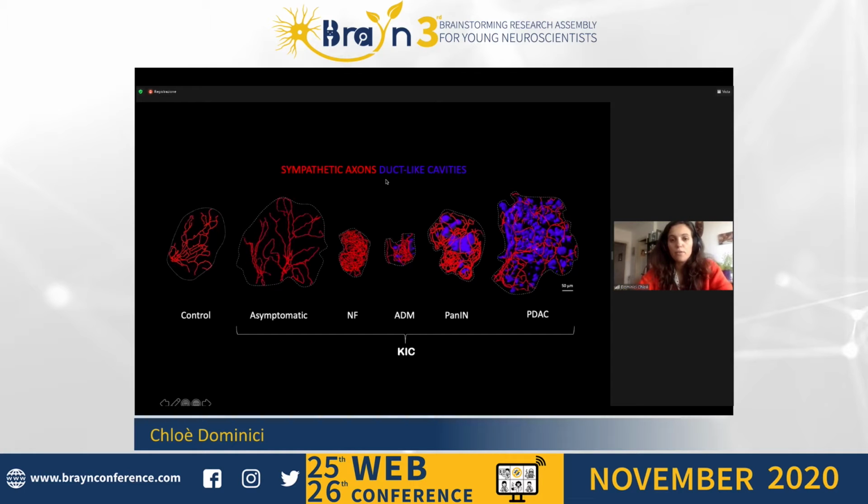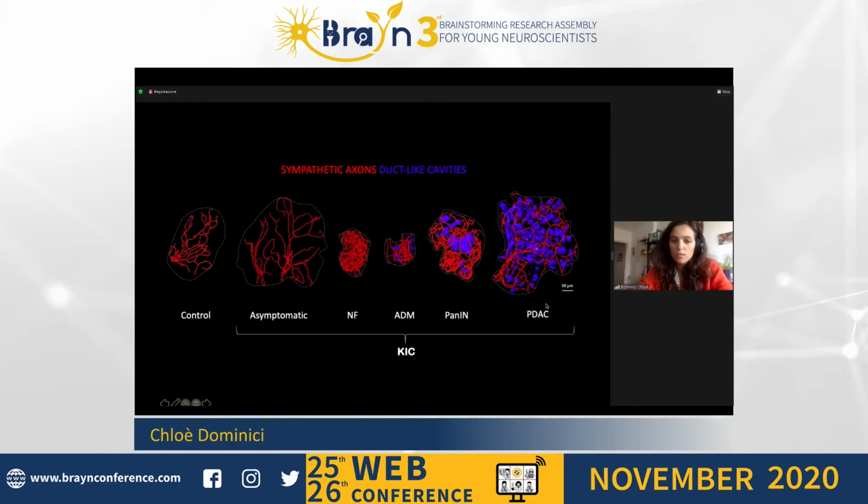And you have in blue the duct-like cavities, which is basically empty space that we removed in our final analysis for the quantification. And so it is quite striking to see that in the pretumoral lesions, you have an increase of the sympathetic axons density, and it tends to diminish in the PDAC stages.